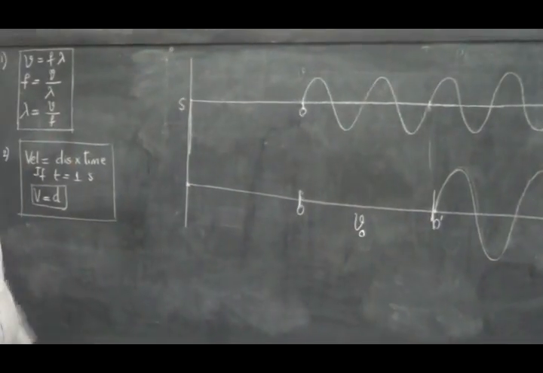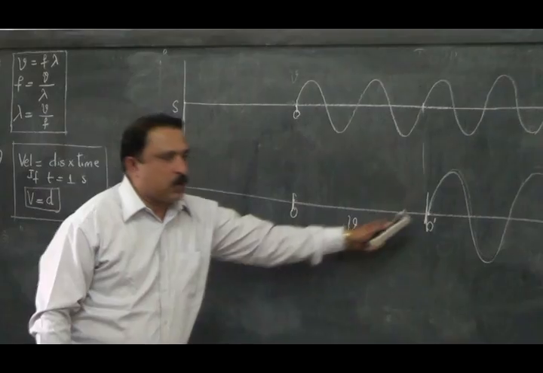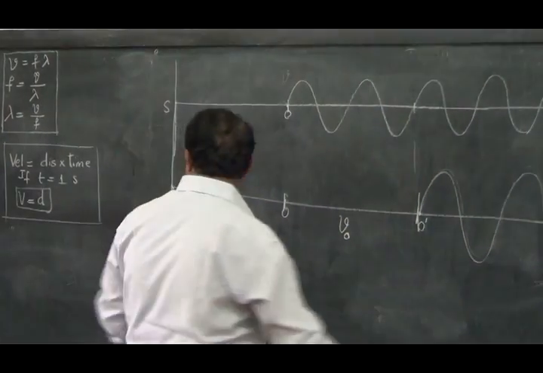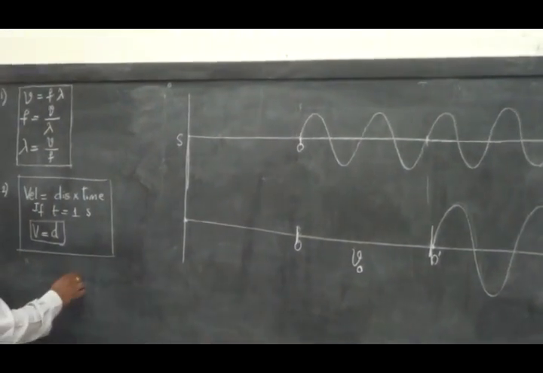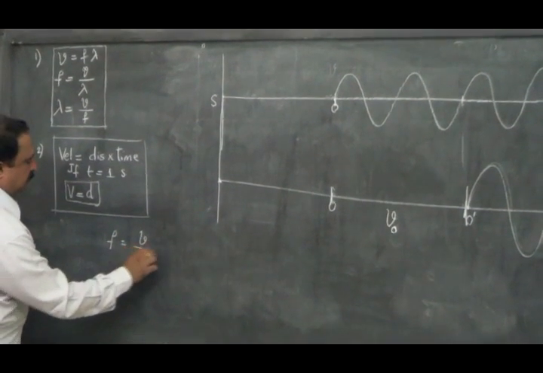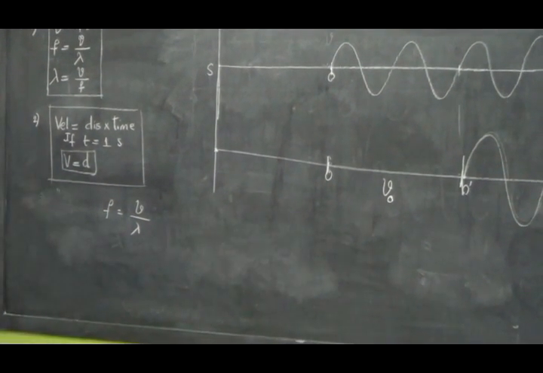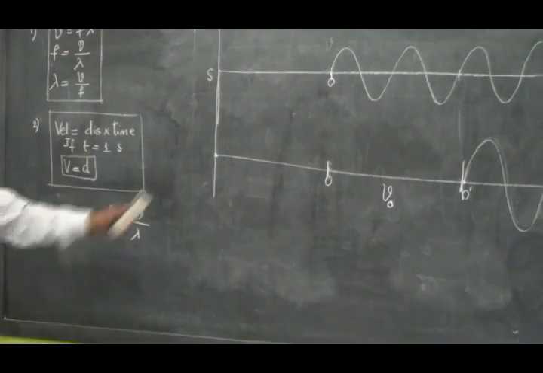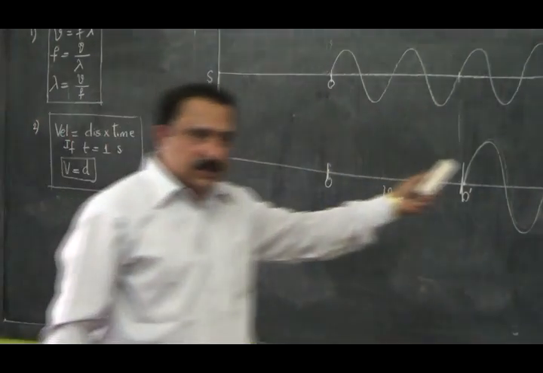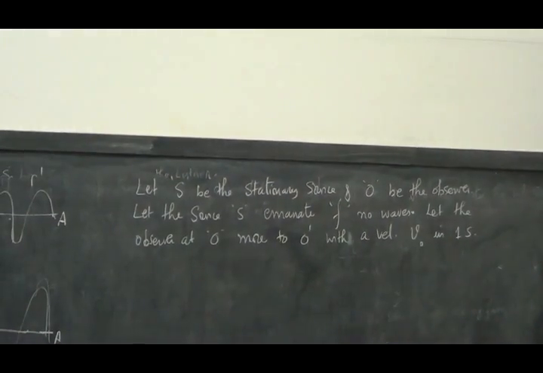Now, what is the frequency from O to O dash? What is the basic formula for frequency? F equals V by lambda. Okay? Did you write this diagram? Did you write this statement also? Okay, fine.